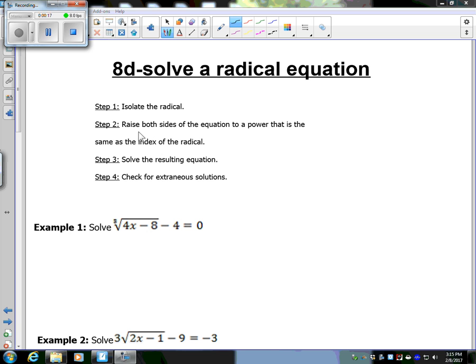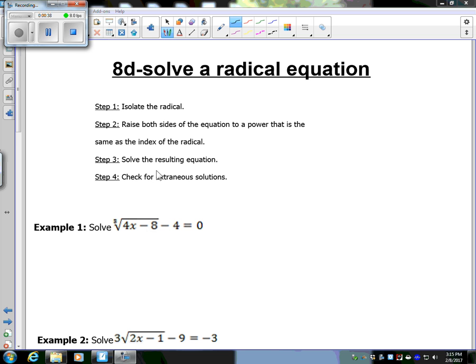Then step 2 is to raise both sides of the equation to a power that is the same as the index of the radical. This is just, if it's a square root, you raise it to the second power. So square root and square are opposites. If it starts off as a cube root, you will be raising the whole problem to the third power. Fourth root, raise to the fourth power.